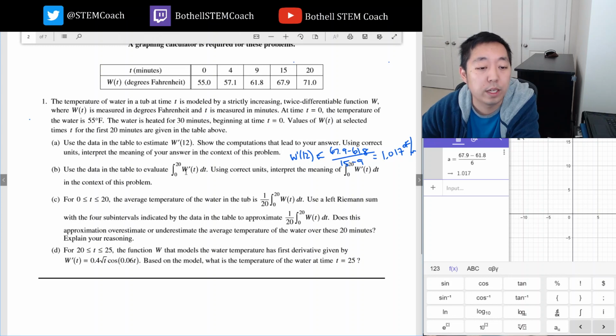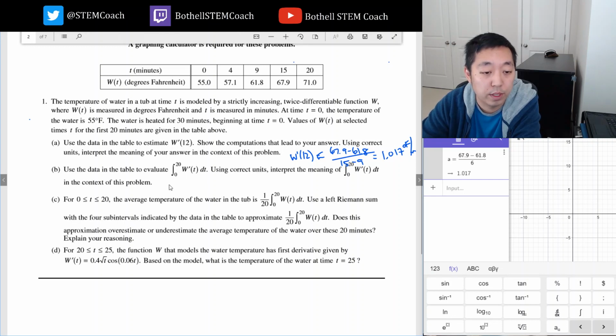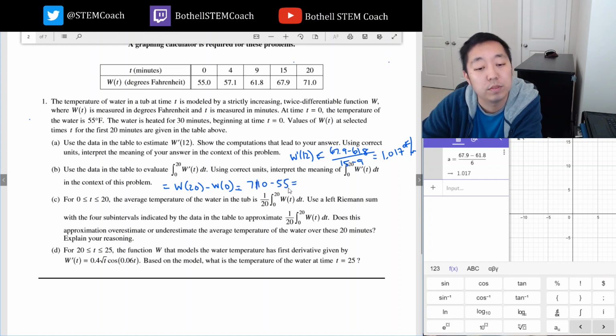Use the data in the table to evaluate the integral, and using correct units, interpret its meaning in the context of the problem. So we're going to do the area under the derivative. I take the antiderivative and plug in by the Fundamental Theorem of Calculus. This is W of 20 minus W of 0, which is 71.0 minus 55.0, and that's 16. The units are degrees F.